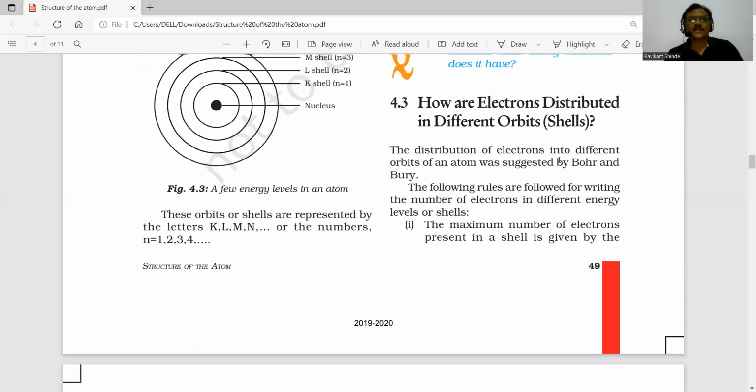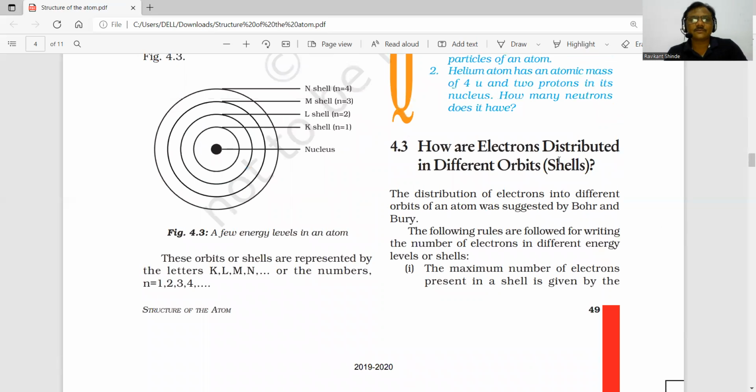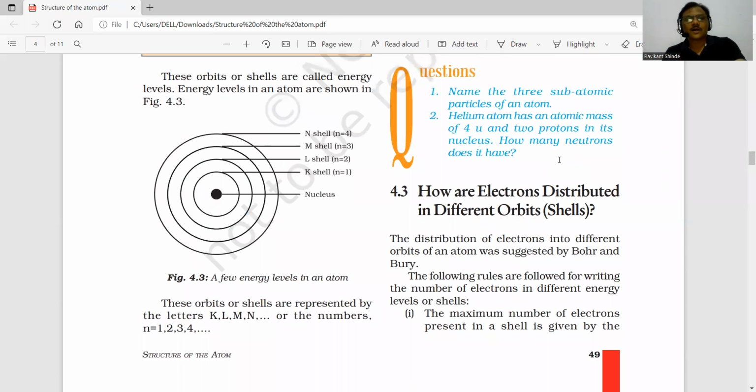Later on, he introduced the concept of energy levels. He said that around the nucleus there are orbits of fixed energy levels. He named those energy levels 1, 2, 3, 4, or shell numbers like K, L, M, N, the main shells. And then he introduced the concept of Bohr and Bury, the electronic distribution. That means the distribution of electrons around the shells.